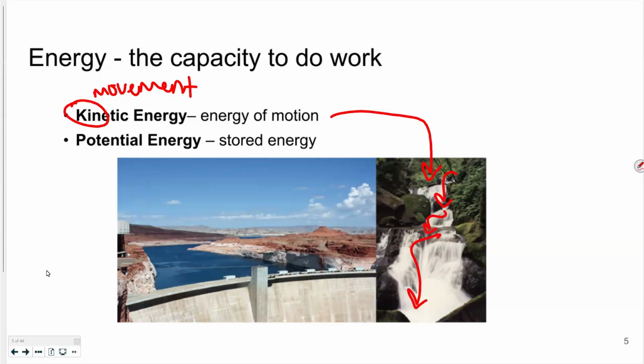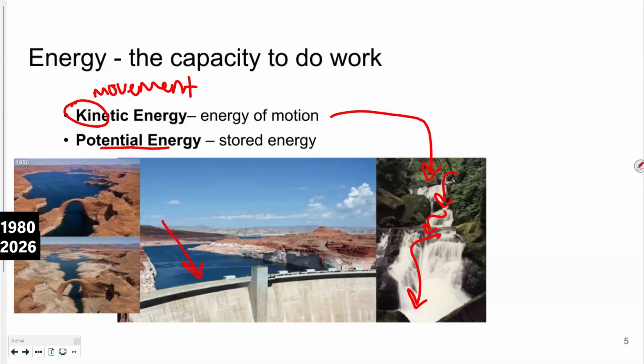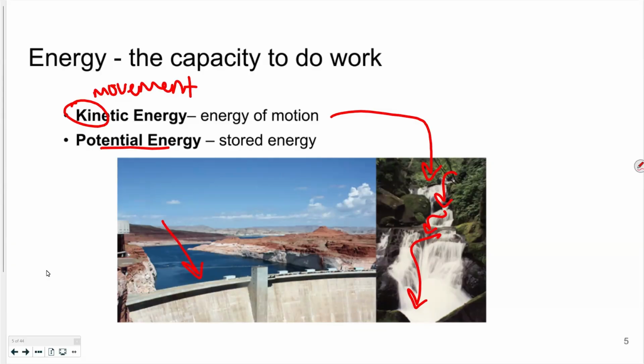Okay. And potential energy, this is stored energy. So this is not what Lake Powell looks like today. All this stored energy of this water behind Glen Canyon Dam. If Glen Canyon Dam had a catastrophic failure, right, then all this water that's stored behind it would then transfer from potential energy into kinetic energy, and we would have a release of a lot of energy all at once.